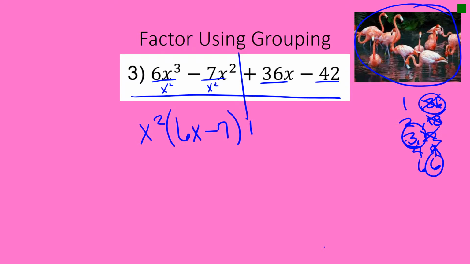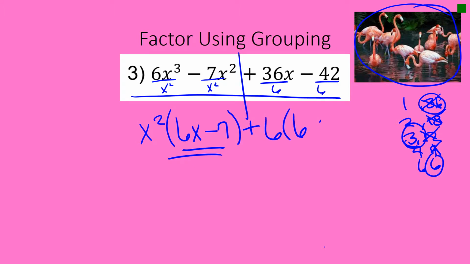Let's pretend I had not caught that and I did 3. I would have 12x minus 14. Do you see how these do not match? That tells me my 3 was wrong. Then I'm going to hopefully catch that it was supposed to be 6.